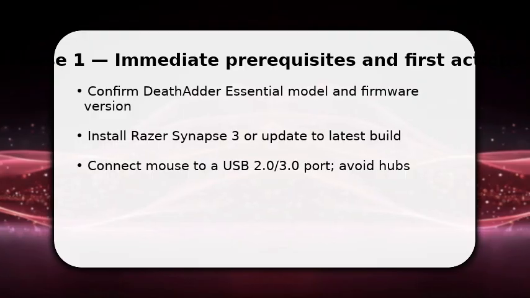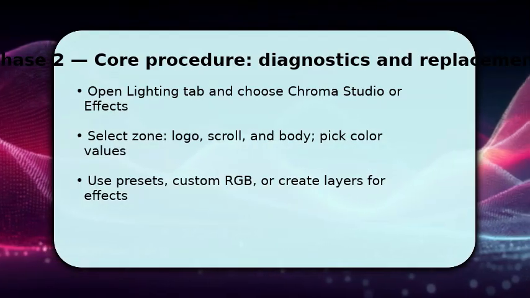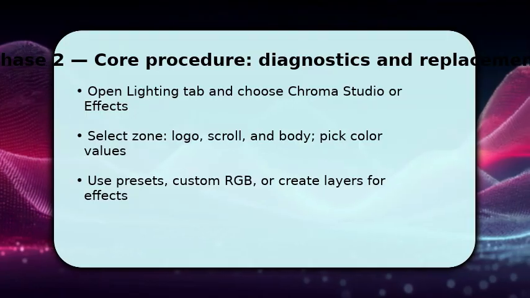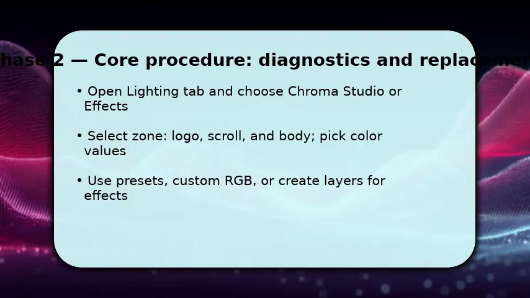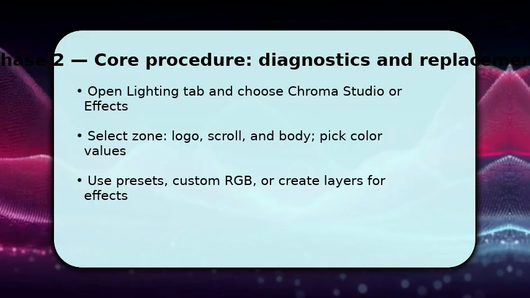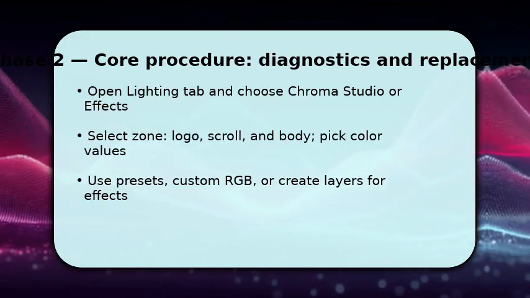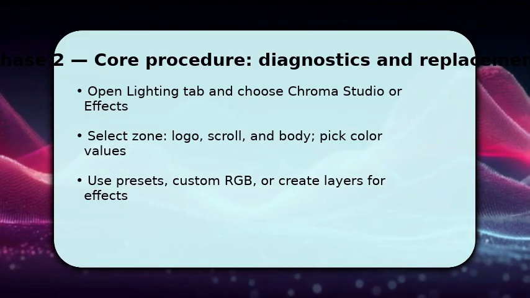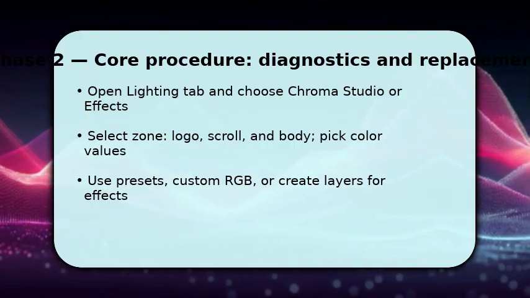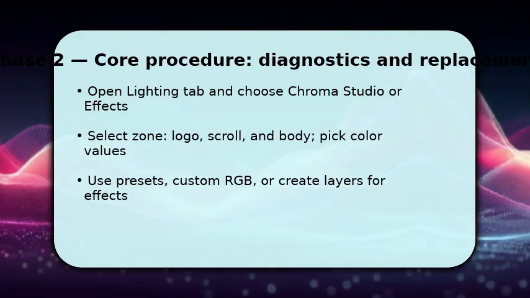You now move into the Lighting tab to choose Chroma Studio or Simple Effects. Chroma gives per zone control while effects are faster. Select zones like logo and scroll wheel, then pick RGB values or a preset. Use layers to combine static color with breathing or wave effects. This lets you keep one color and add movement.